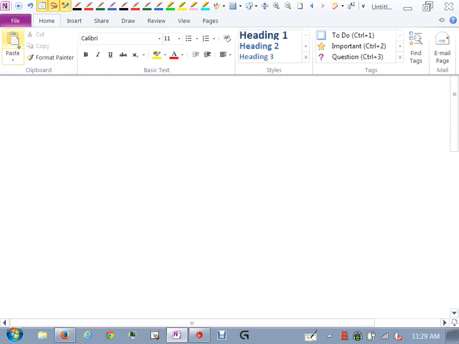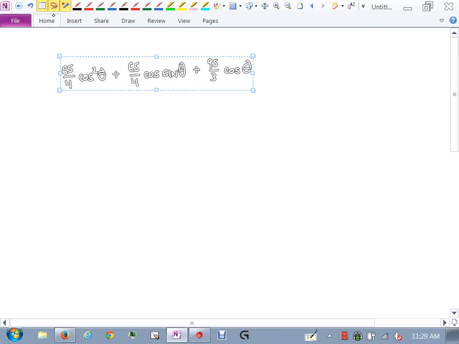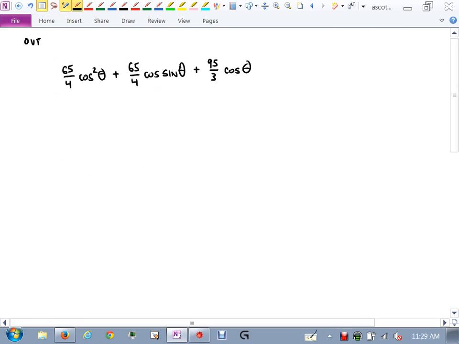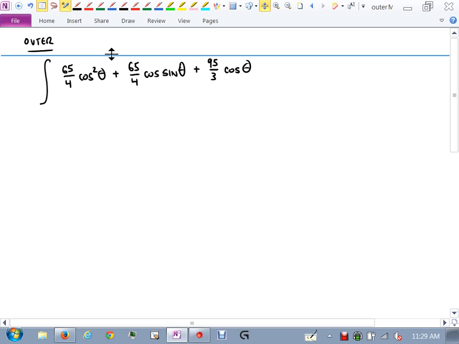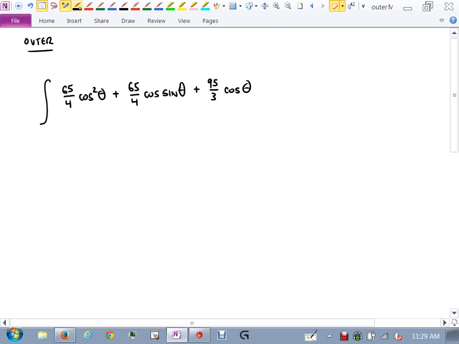This is probably the only problem I'm going to work fully through today. So now we are in the outer. So it's this integral from where to where? 0 to pi. d theta.